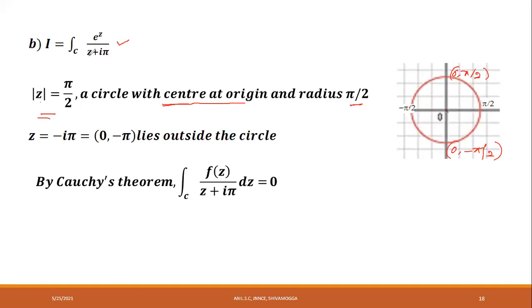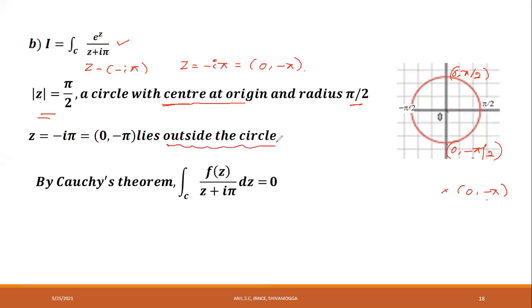And this is not analytic, that is z minus half minus I pi. This is not analytic when this denominator is equal to 0. That means z is equal to minus I pi, which is 0 comma minus pi. Look at this point. Where is this? This is 0 comma minus pi by 2. Therefore, 0 comma minus pi will be somewhere here. Clearly, this point lies outside C.